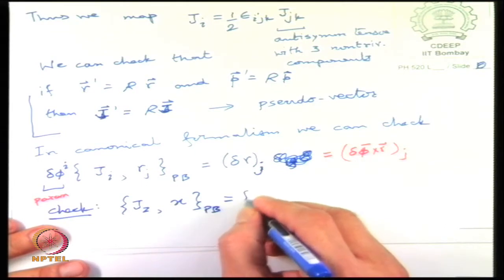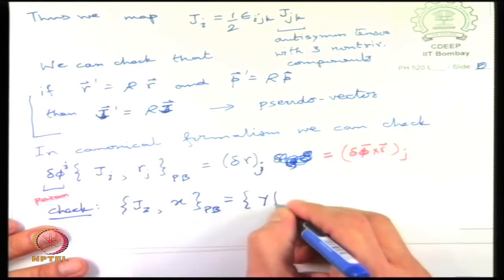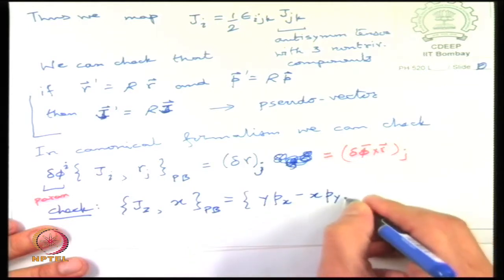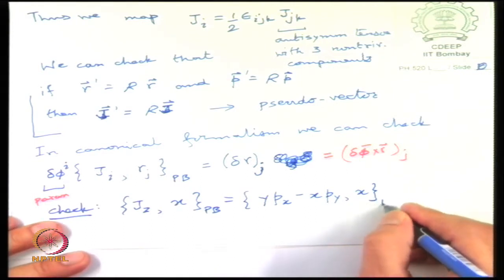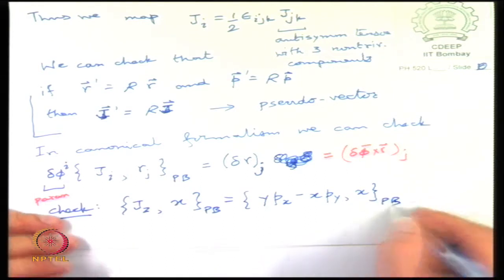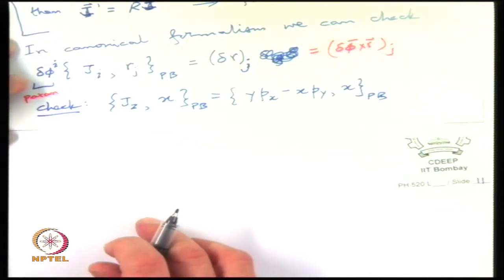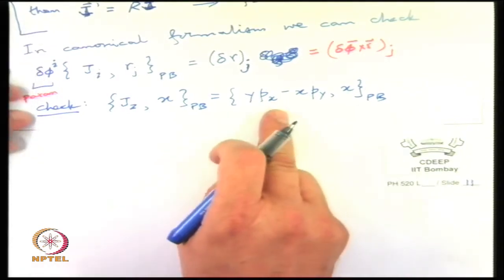So this is equal to Jz is equal to ypx minus xpy, Poisson bracket x. So do we have it? So we are trying to check this action of Jz on x. So we put the generator Jz.